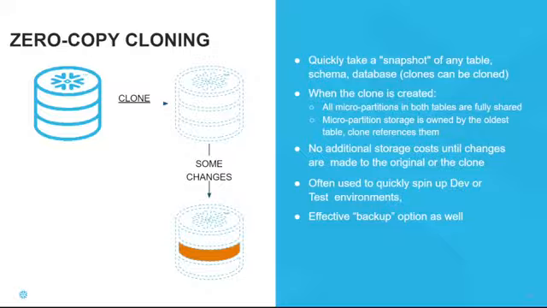So zero copy cloning is a feature which provides a quick and easy way to create a copy of any table, schema, or entire database you can clone without incurring any additional cost, as the derived copy shares the underlying storage of the original object, right? So if you want to quickly take a snapshot of any table, schema, or database, you can use zero copy cloning. As we said, no additional storage cost will be charged because the clone is made from the original, right?